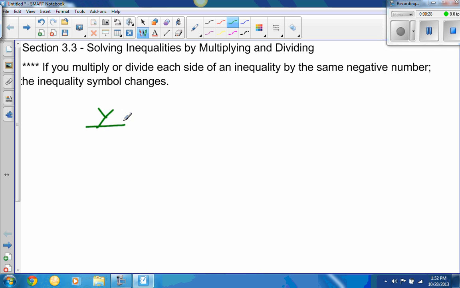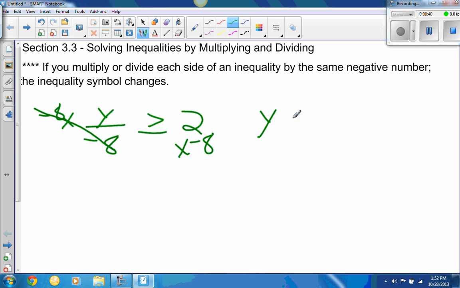If I have y divided by -8 greater than or equal to 2, you can see here that to get rid of this -8, I have to multiply by a negative. That's the special case. I have to flip this to less than or equal instead. And 2 times -8 is -16. See, here's the deal with this.